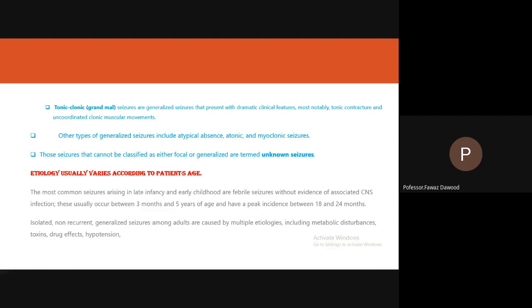Tonic clonic, grand mal, هذا أحد الأنواع. Other types of generalized seizures: typical absence, tonic and myoclonic seizures. طبعا الايتيولوجي مالتها يختلف باختلاف العمر. بالايرلي child, sometimes it may occur due to febrile seizures, and sometimes may occur during birth يعني اثناء الولادة. Sometimes it may occur بالعمر 3 شهور الى 5 سنين.